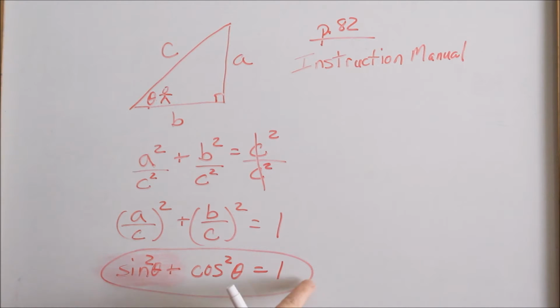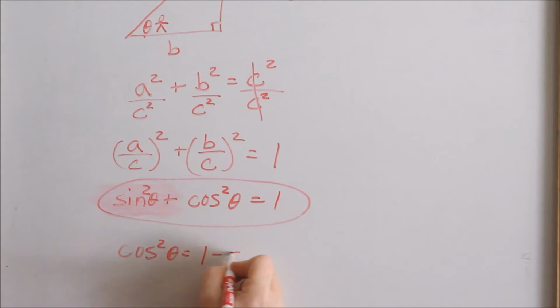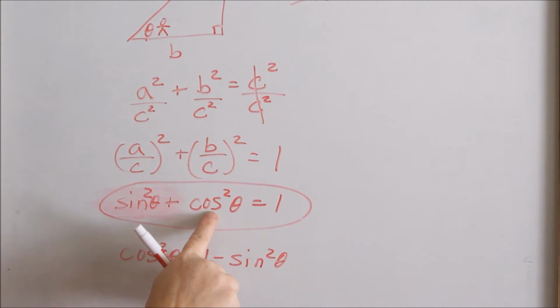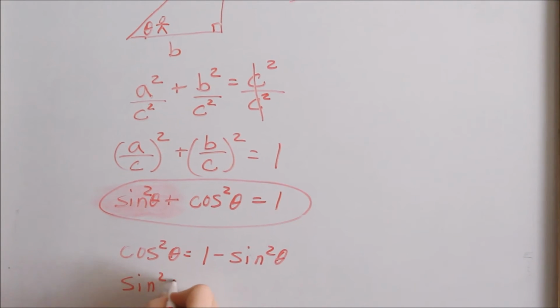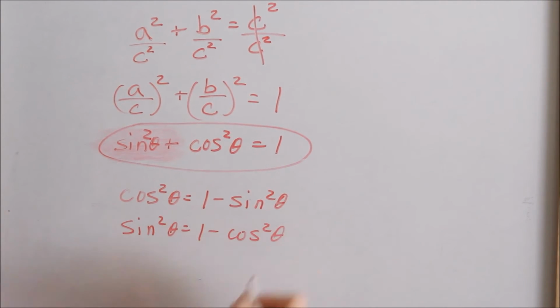What if we subtracted sine squared to the other side? Then we would have cosine squared theta is equal to 1 minus sine squared theta. What if we wanted to subtract cosine squared to the other side? Then sine squared theta is equal to 1 minus cosine squared theta.